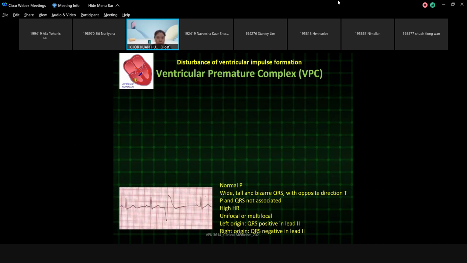Okay, ventricle impulse formation. Let me finish this one, then we take a 5 minutes break. I'll start at VPC, then we take a 5 minutes break.